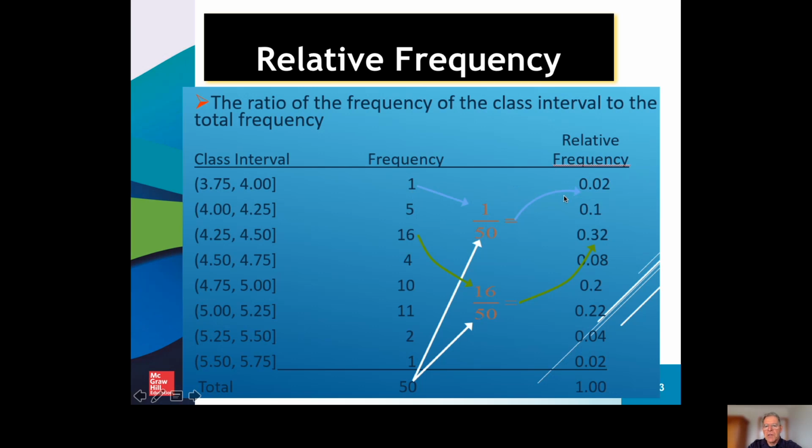This slide is showing us the relative frequency. All we're doing there is showing the frequency in a particular group as a percentage of the whole. So 1 over 50 is 0.02. 5 over 50 is 10% or 0.1. If we add all that up, it should always add to 1 if we've done all those calculations correctly.